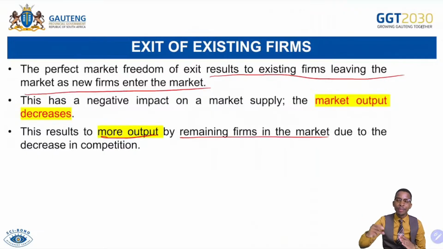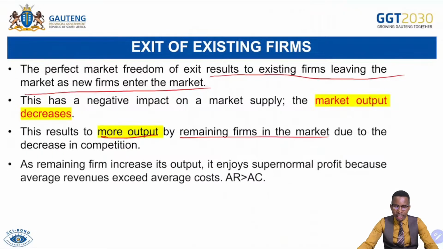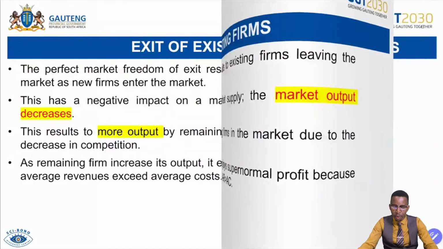Meaning along your MC or along the supply curve, there will be an upward or increasing equilibrium from E to E1, indicating that the firm is now producing more goods and services, which will then be increasing the firm's profit from the normal profit to the economic profit. As the remaining firm increases the output, it enjoys the supernormal profit because average revenues will be more than the average cost, meaning AR will be more than AC or TR will be more than TC.